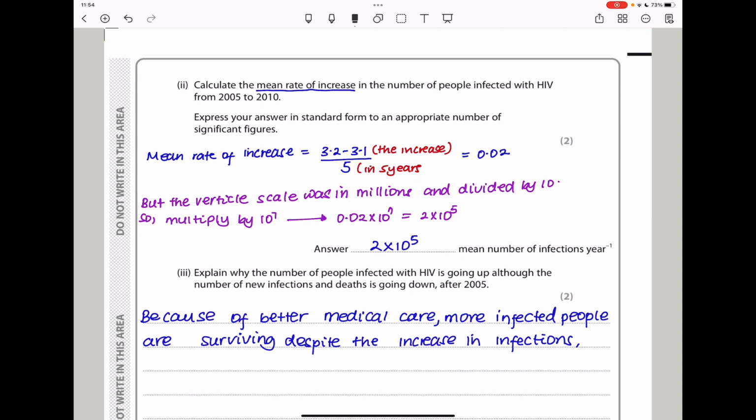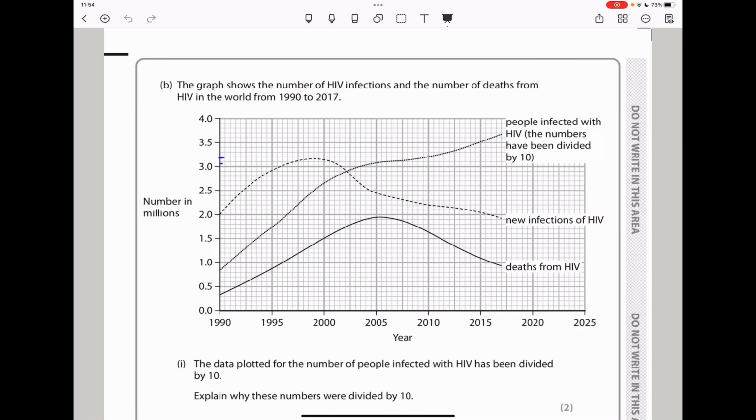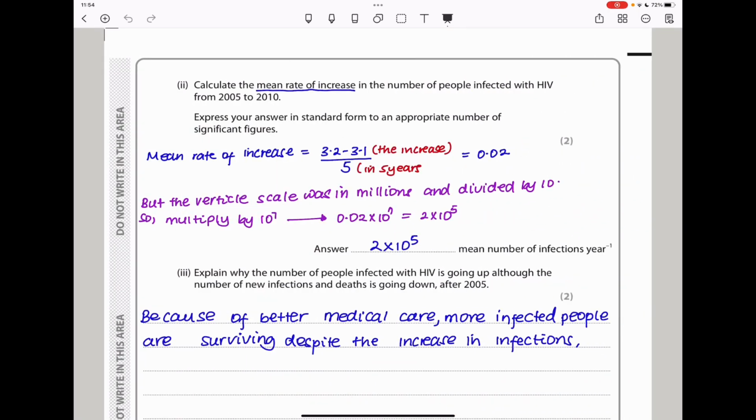Here they say calculate the mean rate of increase in the number of people infected with HIV from 2005 to 2010. They say express your answer in standard form to an appropriate number of significant figures. Here from the graph, again, let me take you back. We can see there is a change from about 3.1 to about 3.2. In 2005, the value is about 3.1, and in 2010, it's about 3.2, roughly. So I say 3.2 minus 3.1, that is the increase, divided by the number of years, which is 5 years. Remember, you're finding mean rate. You have to divide by the number of years. So the mean rate is 0.02.